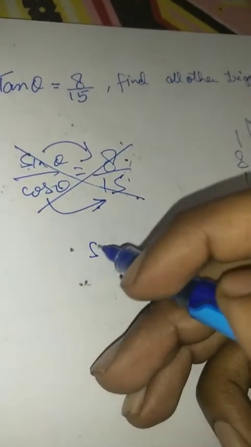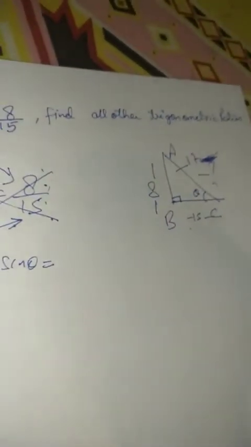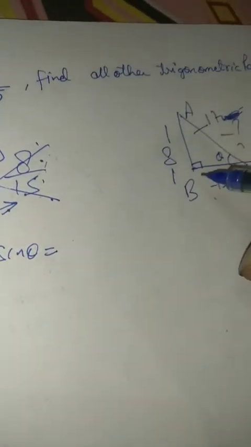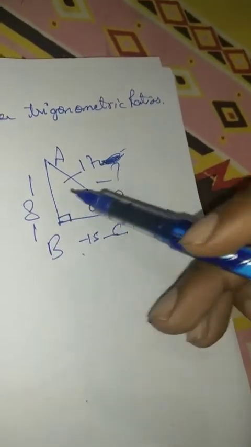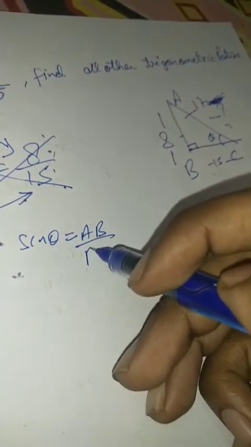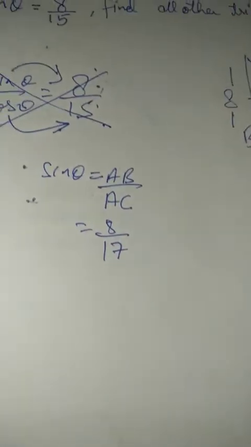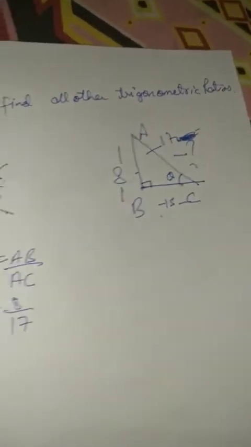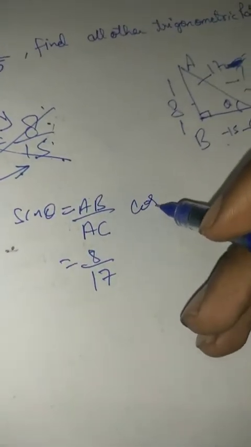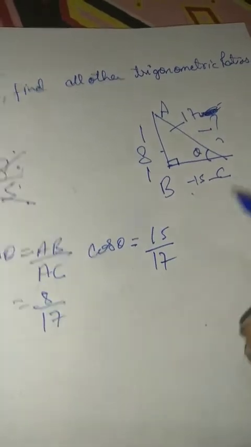All right, so let's write down the very first ratio. The very first ratio will be perpendicular upon hypotenuse. So 8 upon 17. I am writing it down directly, but you will have to show the sides also. That is, you should show AB upon AC, and then write it as 8 upon 17. Similarly, the next one, that is cos theta. Cos theta is base upon hypotenuse. So 15 upon 17.